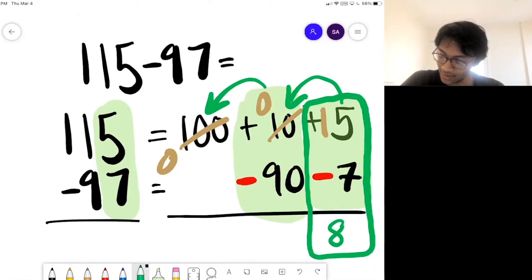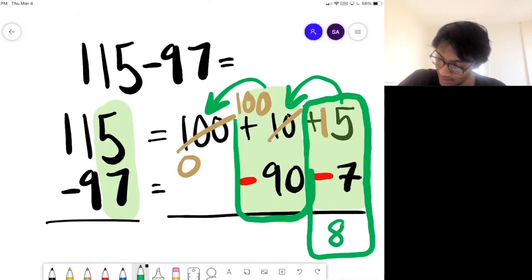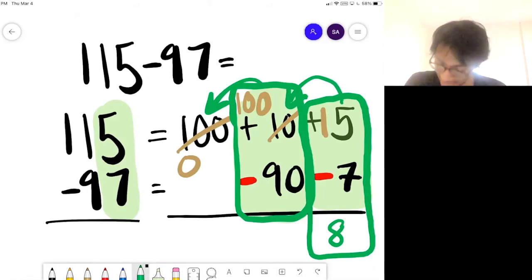Let me do that again, right? So we have 0. 0 is going to ask his rich neighbor 100. 100 is going to say, you can have all my money. He's going to go to 0, and 100 is going to be given to this guy. So now we have 100 minus 90 in this second row. So what's 100 minus 90? That's just going to be 10. So I'm going to have 10.